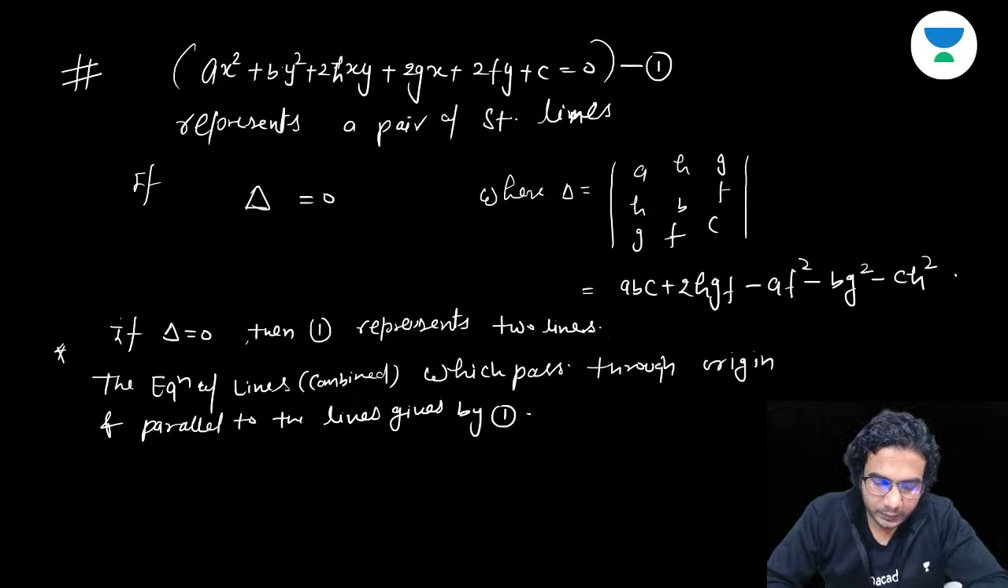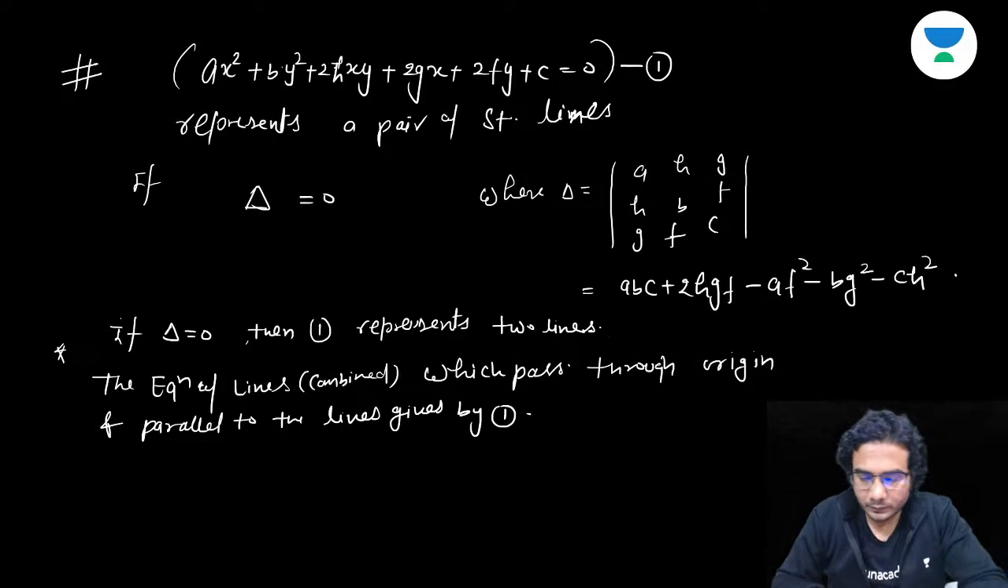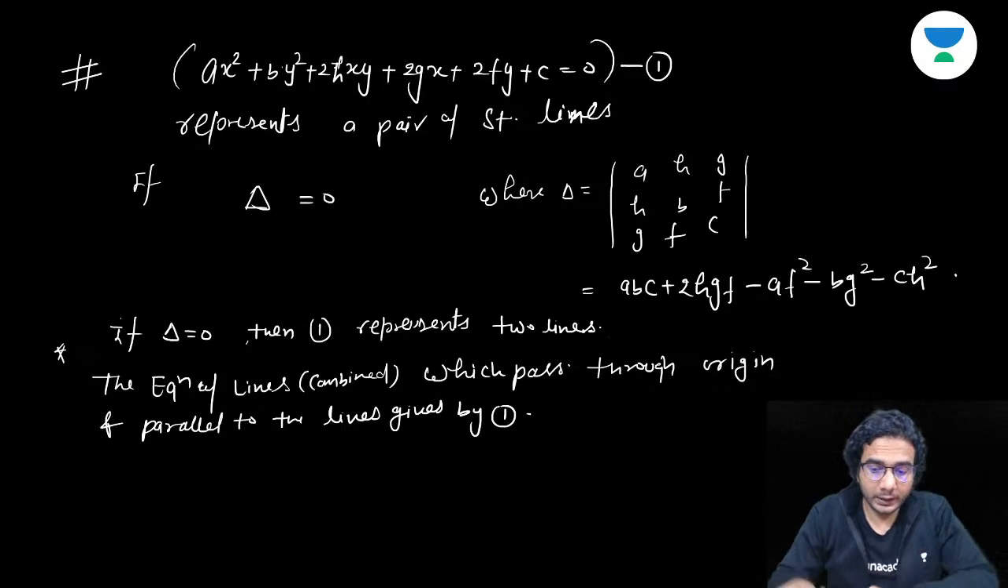Where do you need to substitute 0, 0? Where should I put 0, 0? Jia, can you think of it? Okay, I'll tell you.